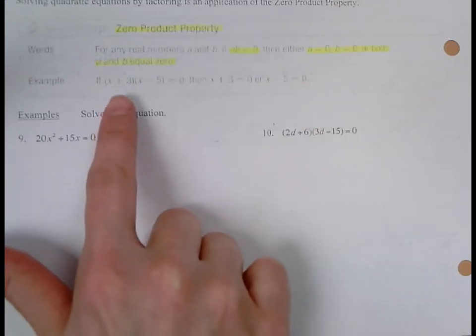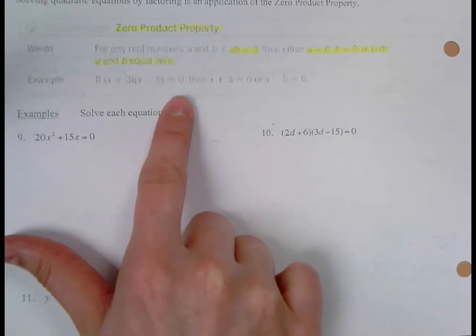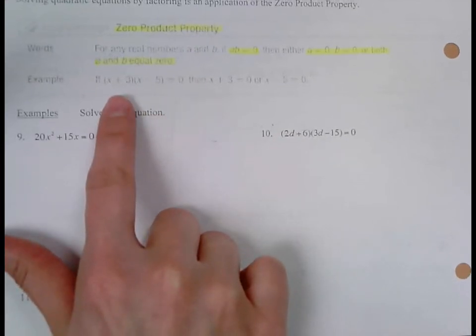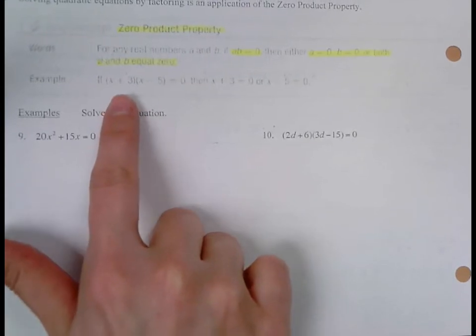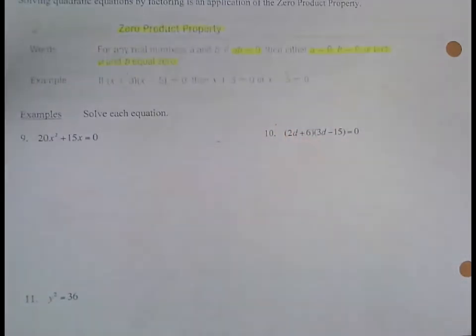This shows in this example, if you have x plus 3 times x minus 5 equals 0, then either x plus 3 would equal 0 or x minus 5 would equal 0. So you're taking each factor and setting it equal to 0, solving those equations to figure out what x could be. Keep in mind you're finding the same solutions we found yesterday on the graph. This is an algebraic way to find those answers.